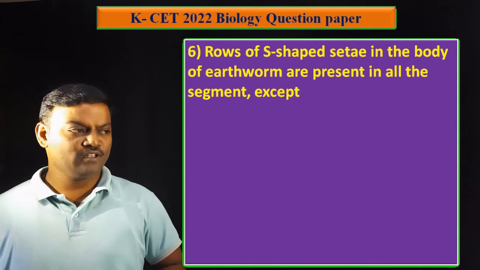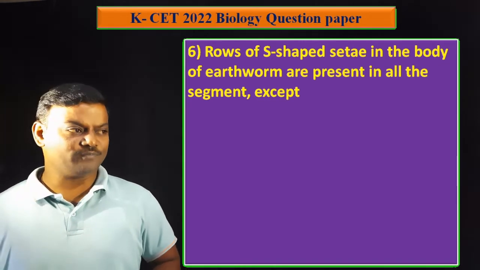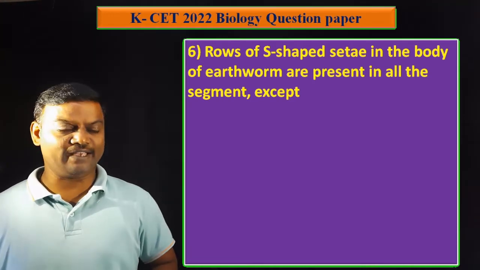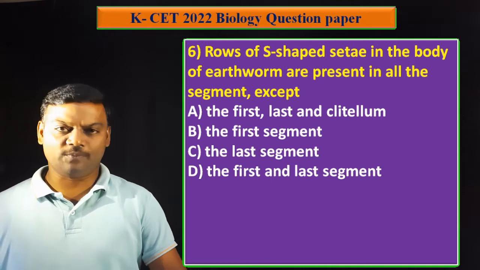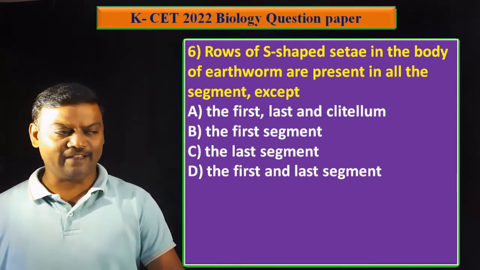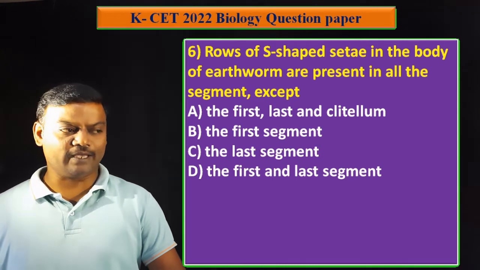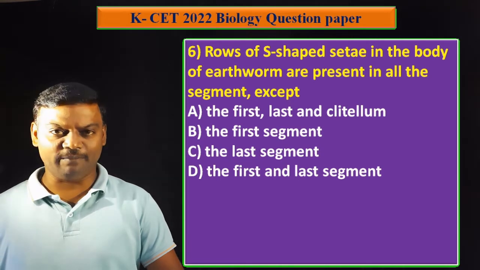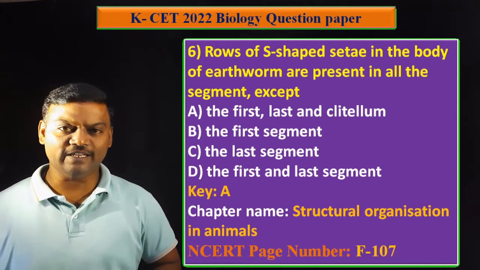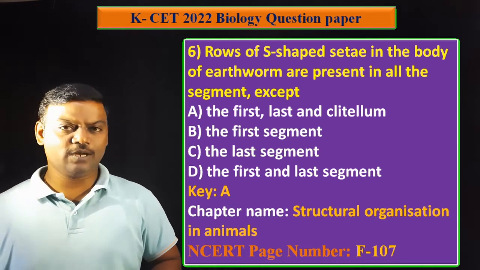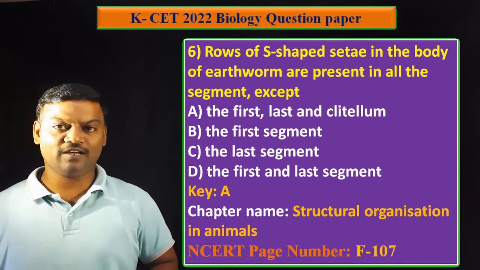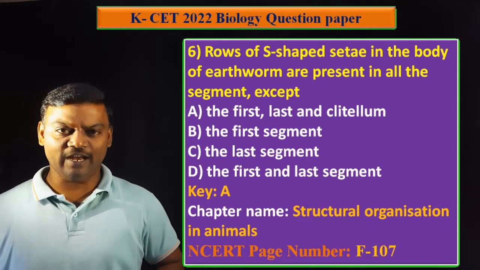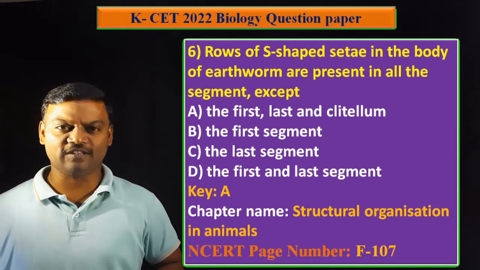Question number 6. The row of S-shaped setae in the body of earthworm are present in all the segments except option A, the first, last and clitellar segments; option B, the first segment; option C, the last segment; option D, the first and the last segment. The correct answer is option A. S-shaped setae are absent in the first, last and clitellar segments. It is a question from Structural Organization in Animals, NCERT page number 107.